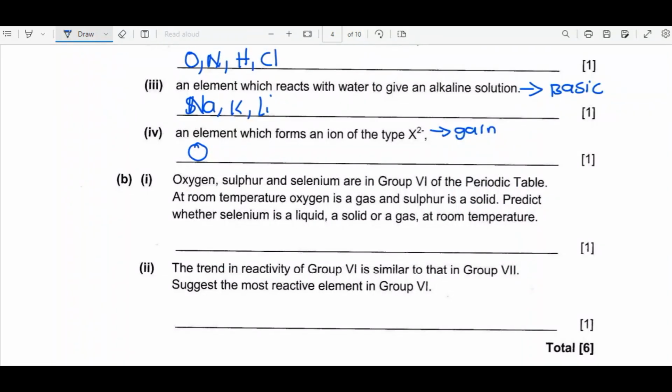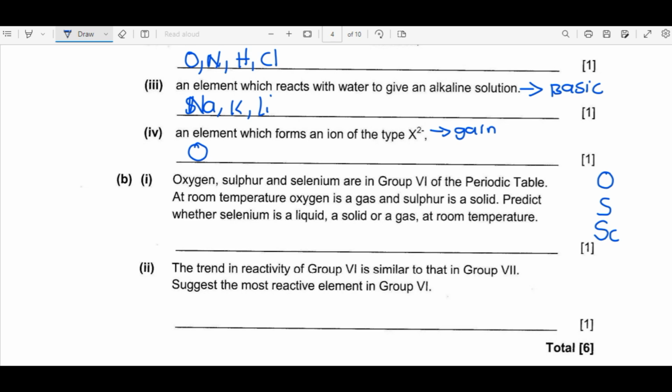Then B1, oxygen, sulfur, and selenium are in group 6 of the periodic table. At room temperature, oxygen is a gas and sulfur is a solid. Predict whether selenium is a liquid, a solid, or a gas at room temperature. If you look at the periodic table, the way these elements are arranged, we have oxygen first, followed by sulfur, then we have selenium, which is Se.